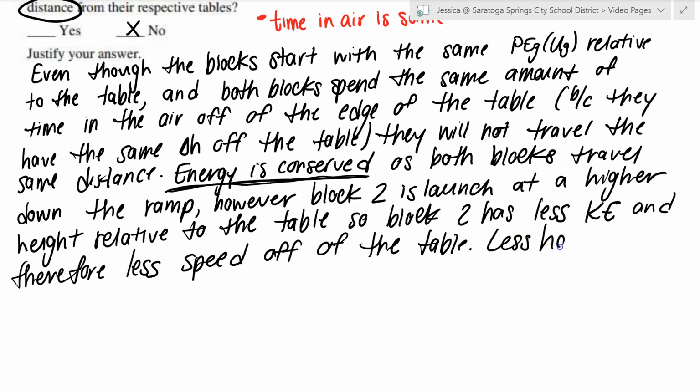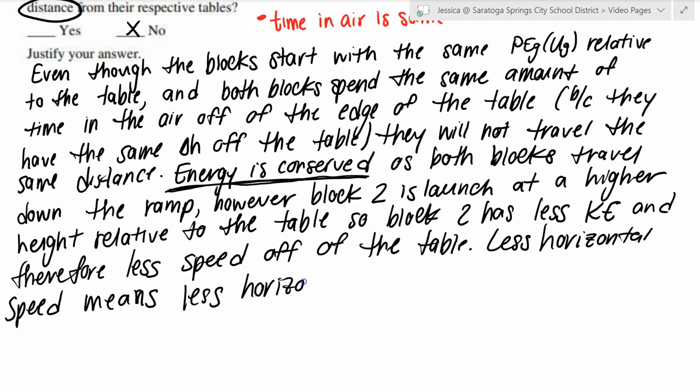Less horizontal speed means less horizontal distance. My handwriting got kind of bad there at the end. Sorry, my fingers are cramping. So that's question 1.